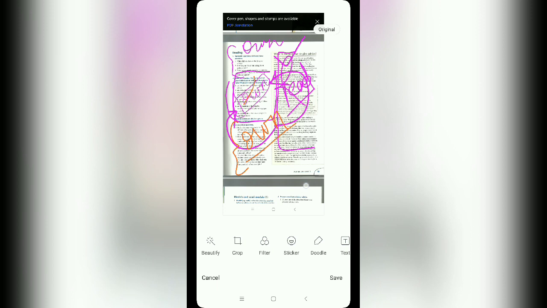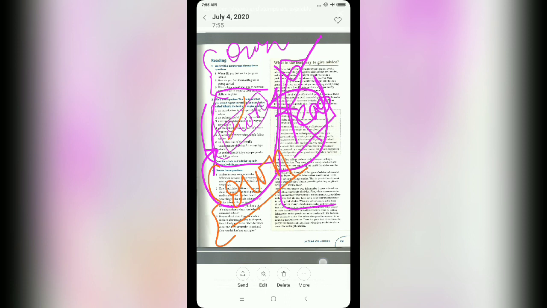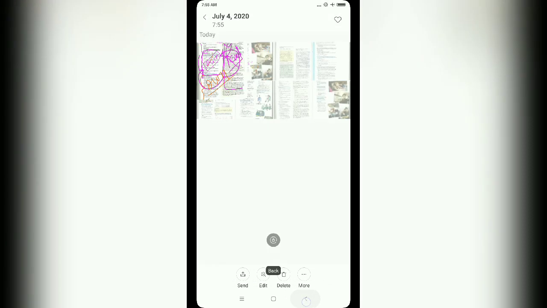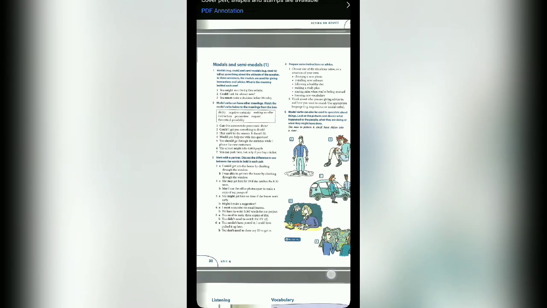Now we come to the next one, page number 30, modals and semi-modals. Anything that suggests or requests, such verbs are called modals. Modals are, for example, could, would, and semi-modals, for example, need to, tell us something about the attitude of the speaker. In these sentences, the modals are used for giving instructions and advice.